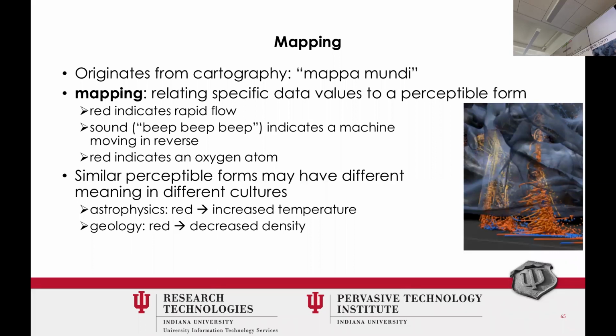And so in some cases, and maybe Enrico, you can correct me if I'm wrong, does red mean increased temperature in astrophysics, generally? Oh, it's the other way around? I'll have to fix my slide then. This is a notion that we've been using for a while, and I can never remember which way was which. And then I think in geology, it means decreased density, right? So if one means higher, the other means lower. I happen to get it backwards here, but this is the notion of mapping, right?